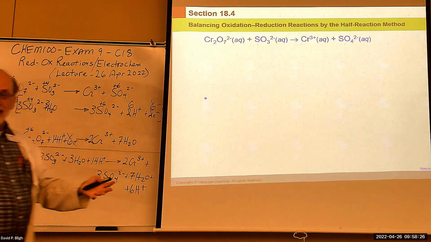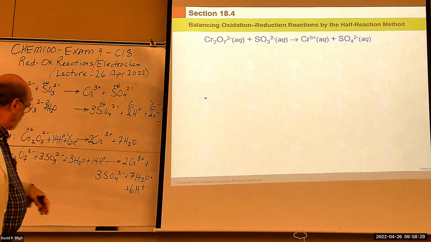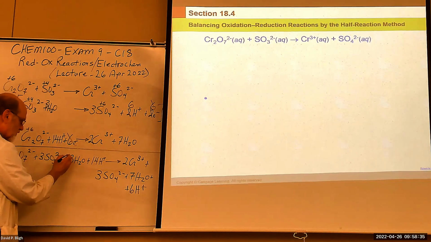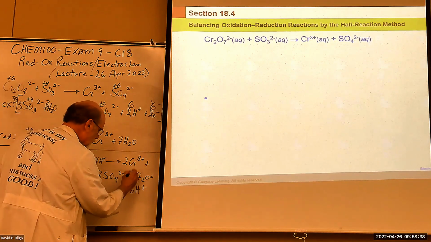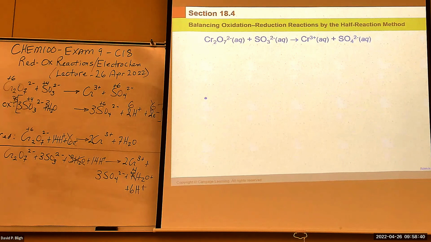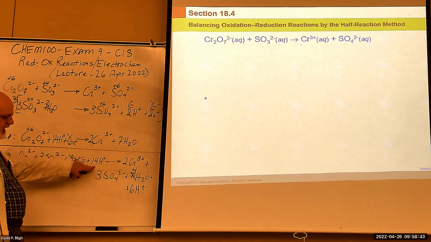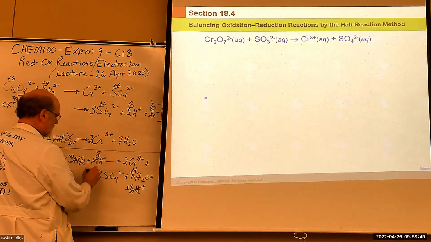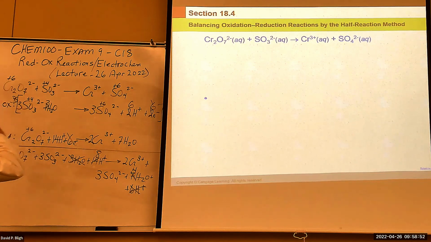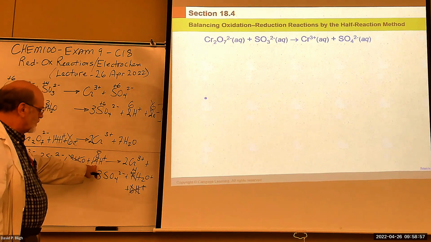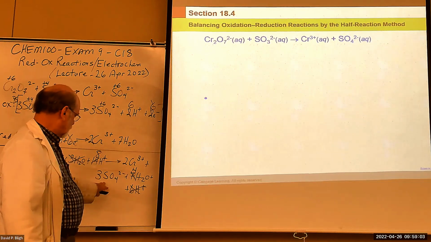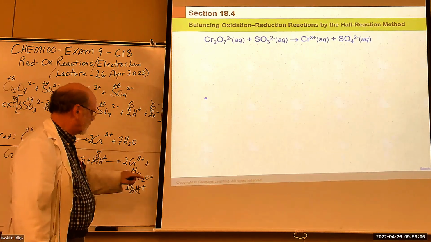Now you can reconcile duplications. We have 3 waters on this side. We have 7 waters on that side. So all of these 3 waters go. And that leaves us with 4 waters on that side. We have 14 hydrogens on this side and 6 on that side. So these hydrogens go, and now we're left with 8 hydrogens. So we should have dichromate, 3 sulfites, 8 hydrogen, 2 chromium 3 plus, 3 sulfate, and 4 waters.